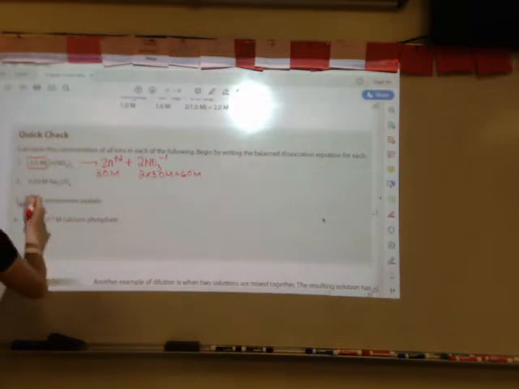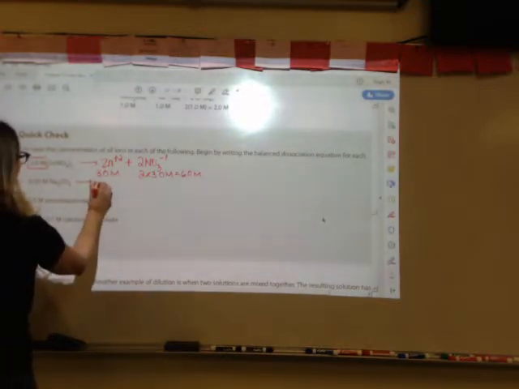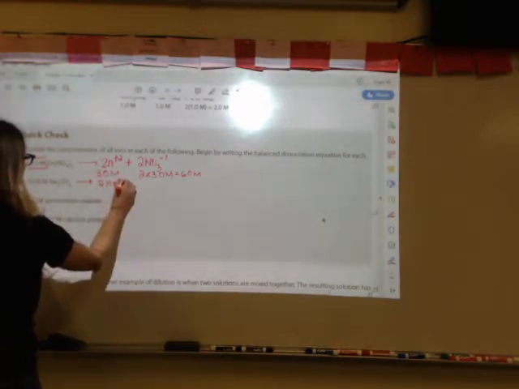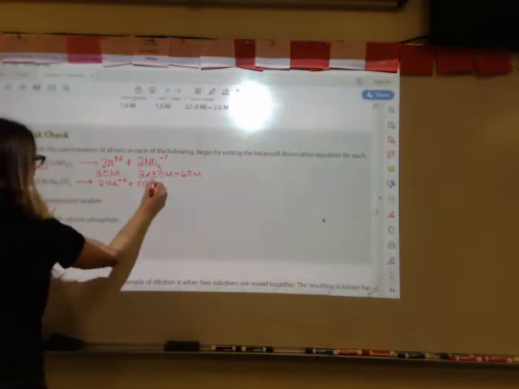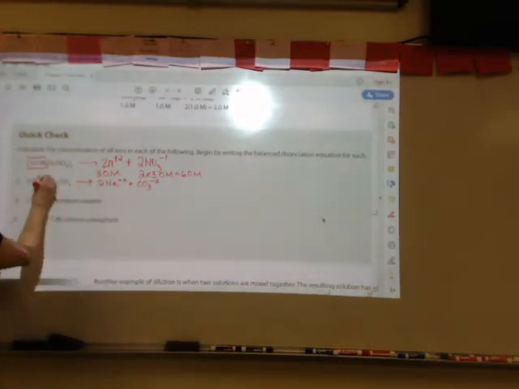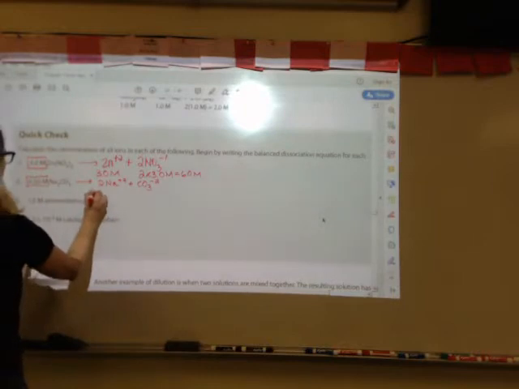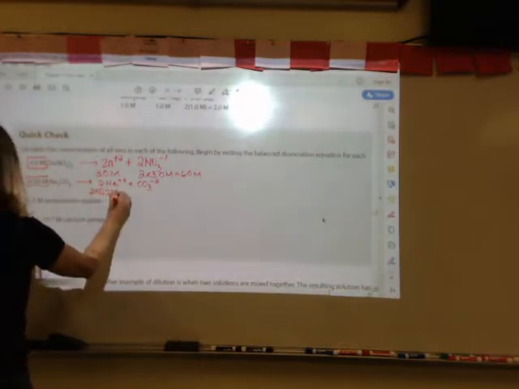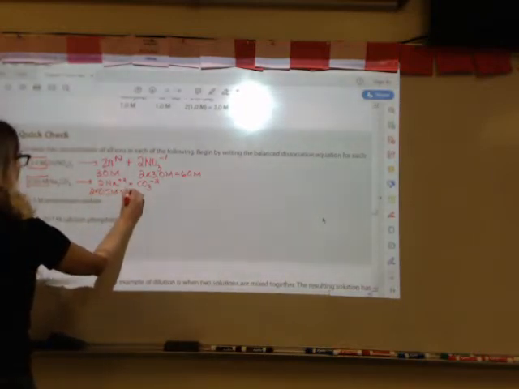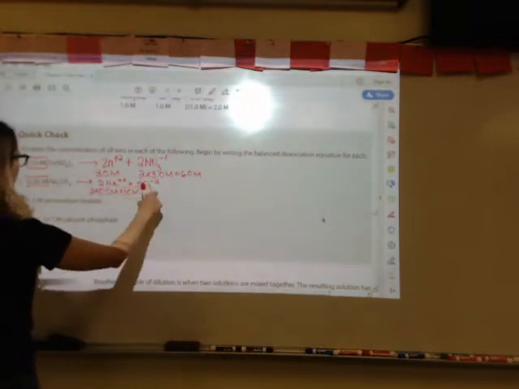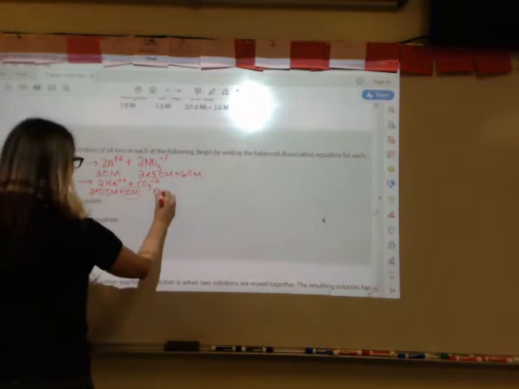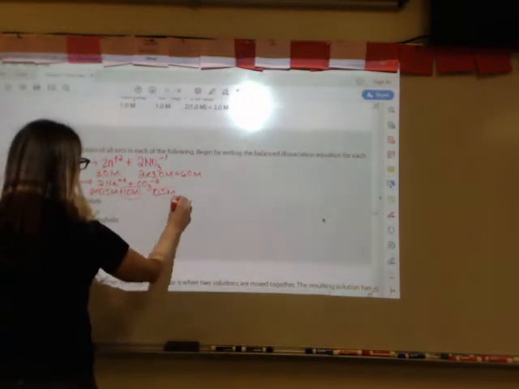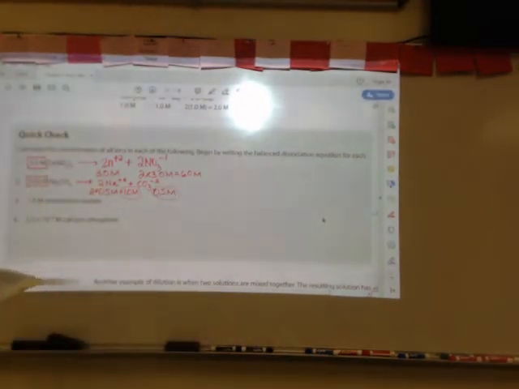If I'm looking at number 2, I'm going to form 2 sodium ions and a carbonate ion. 2 times the original concentration of the solution, 0.5, is going to give me 1 molar for the concentration of my sodium ions. I have one carbonate ion times 0.5, so 0.5 molar is the concentration of carbonate ions.